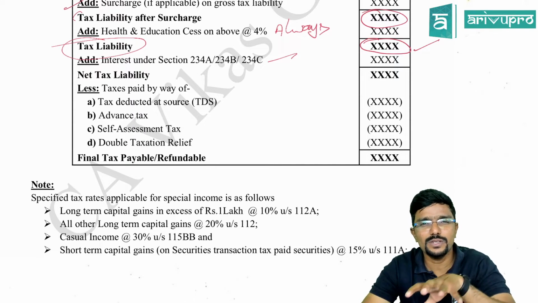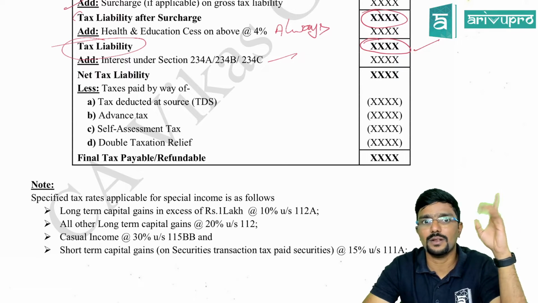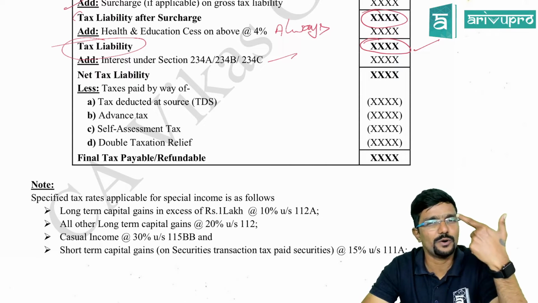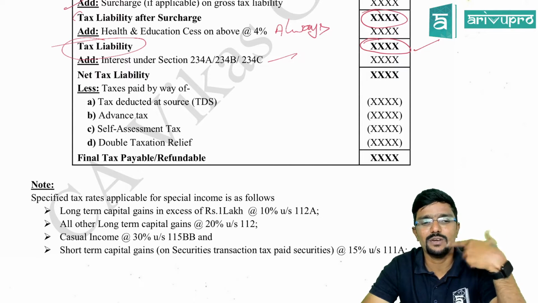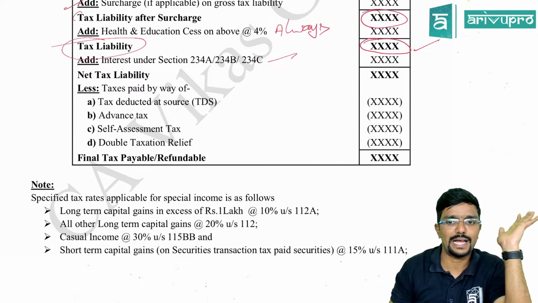Okay, so how is that, what is that and all, we will take care later. So we have to add interest. If I am liable, I need not pay it every time. Only if I don't pay tax on time or if I don't file returns on time, then only interest would be applicable. So add that interest, you will get tax liability.